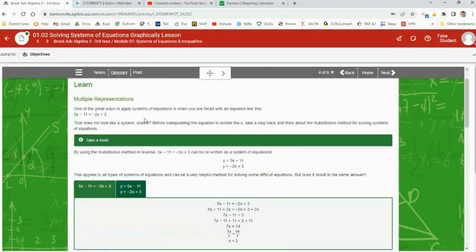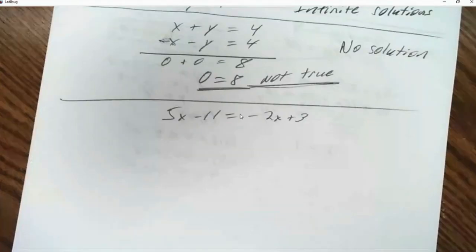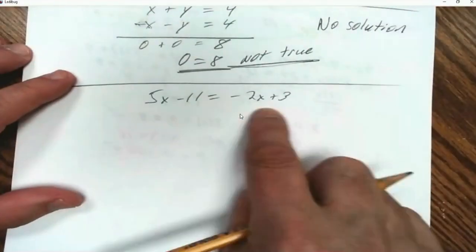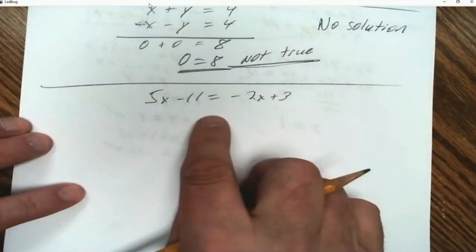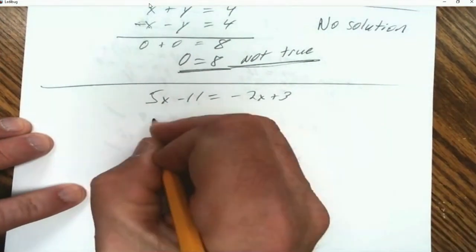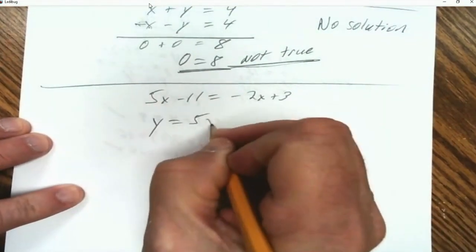So one of the great ways to apply substitution is when you're faced with an equation like this. Oh, this is the good one to look at. This one, they equal each other. What do we do if they equal each other? All right, let me do this. 5x minus 11 equals -2x plus 3. Okay, so if we have a problem like this, how do I do that, Mr. Brock? Well, it's easy. We can just set this equal to y. y equals 5x minus 11.